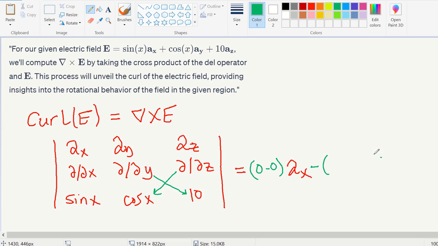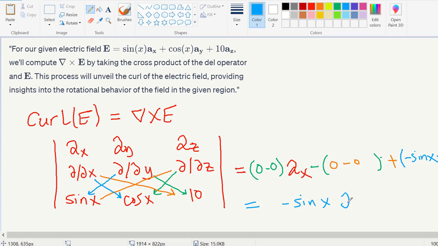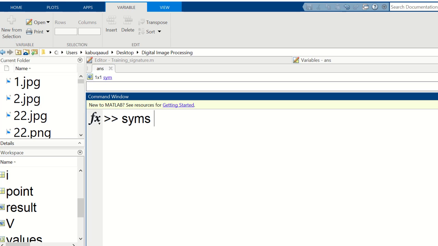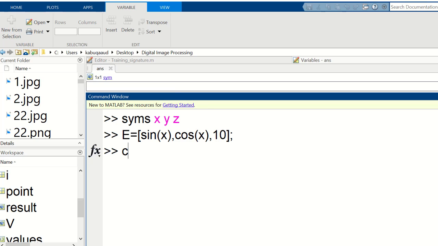Now, in the y direction, the derivative of 10 with respect to x is 0, and the derivative of sine x with respect to z is 0. Finally, in the z direction, the derivative of cosine x with respect to x is minus sine x, and the derivative of sine x with respect to y is 0. So the final answer is minus sine x in the z direction. We define the electric field and then we apply the curl function.